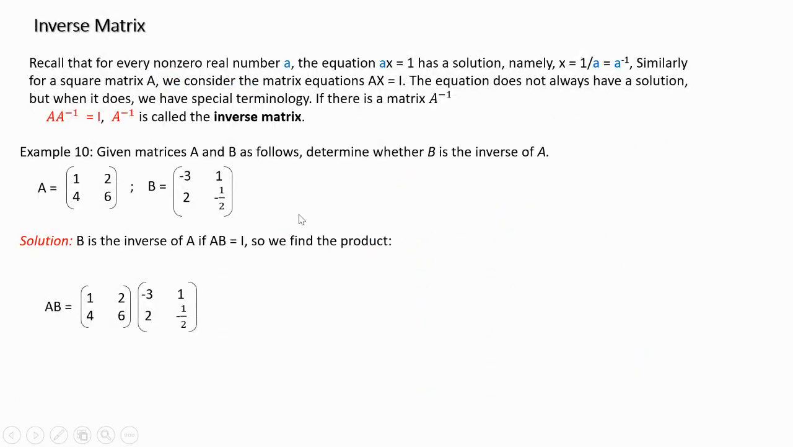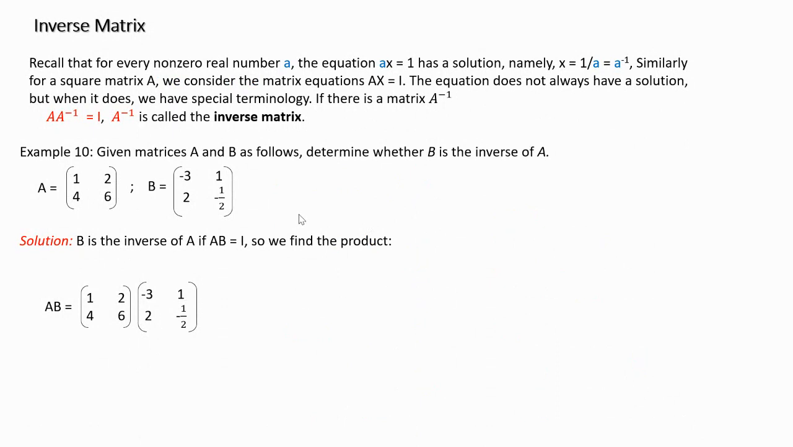Okay, now inverse matrix. Recall that for every non-zero real number A, the equation AX equals 1 has a solution. Namely, because we multiply by the reciprocal, which is the inverse. The inverse is a reciprocal of any number. For example, if you have any number A, the reciprocal will be 1 over A, which is the inverse.